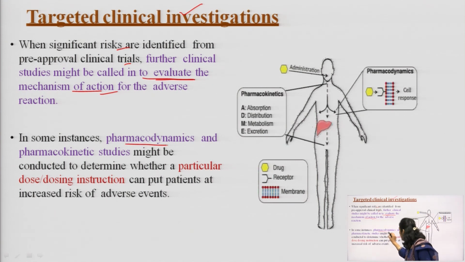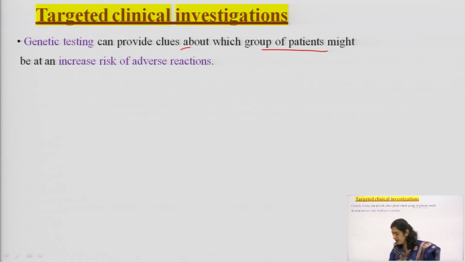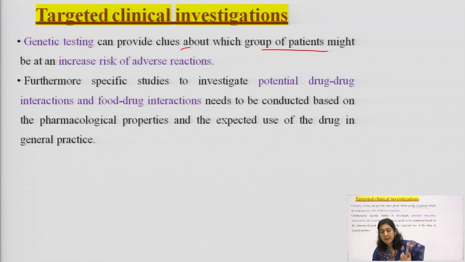In some instances, pharmacodynamic and pharmacokinetic studies might be conducted to determine whether a particular dose or dosing instruction can put the patient at increased risk of ADRs. Many times the dose is high, so we have to check whether ADRs occur only at a high dose, or whether some dosing instruction is responsible. We have to determine what the risk of adverse events is. Genetic testing can provide clues about which group of patients might be at increased risk of adverse reaction. Genetic mapping is done.